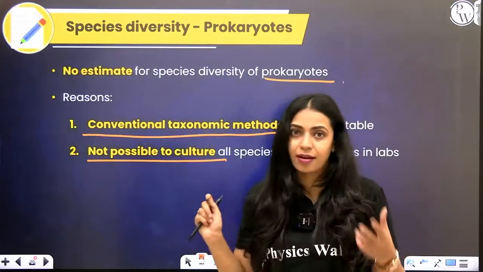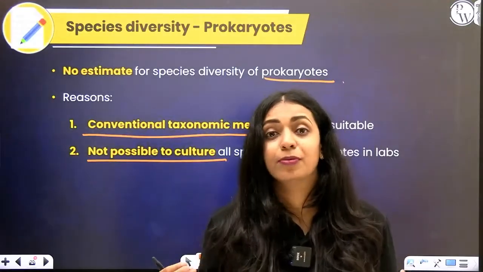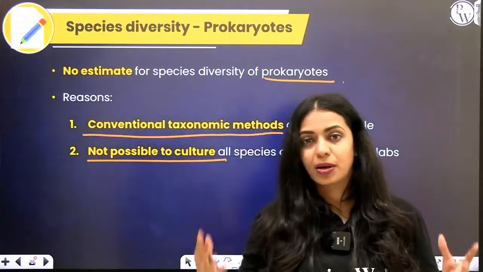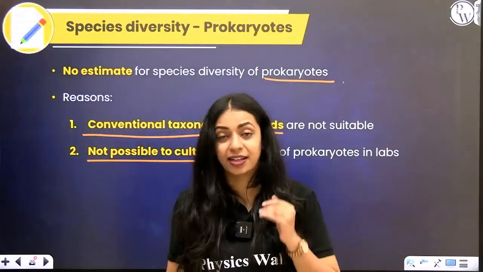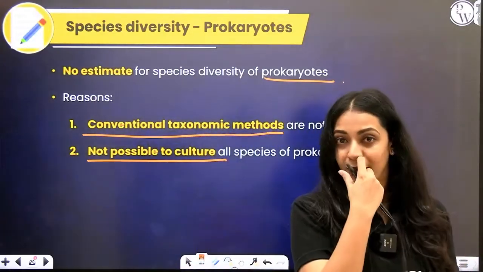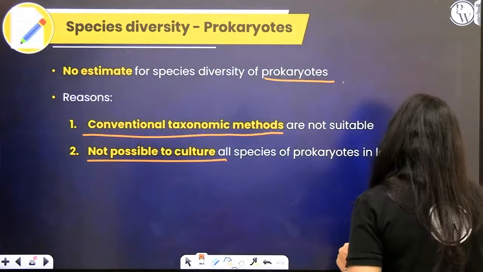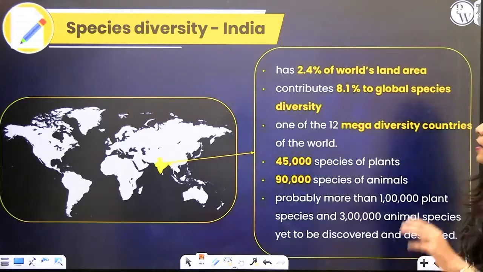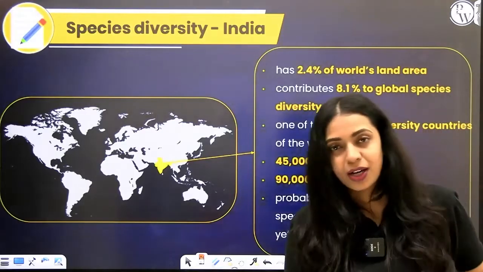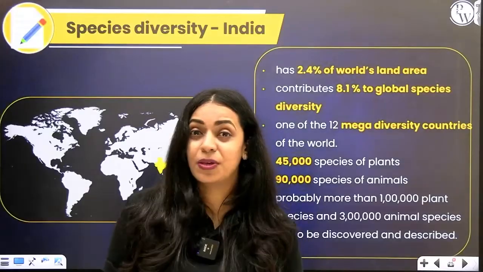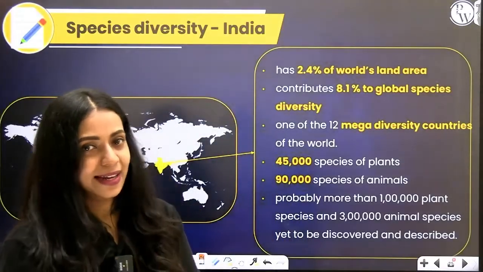But if you start looking at the biodiversity or the species richness of prokaryotes, I'm sure the number itself will run to millions, right? Too many species of prokaryotes can be found on this earth. So that's about species diversity of prokaryotes. Now let's talk about our country, our motherland, India, and how species diverse it is.